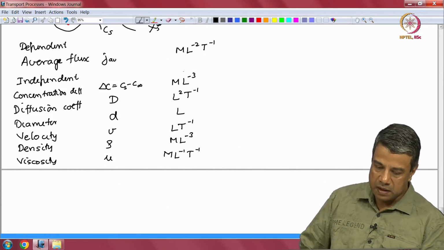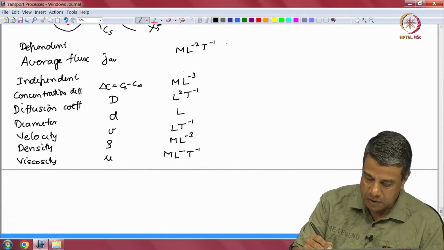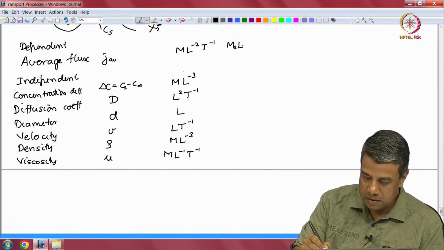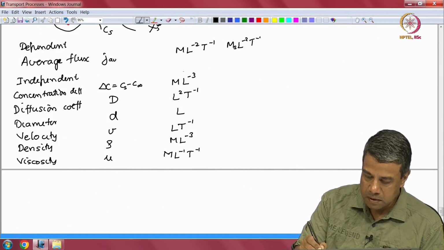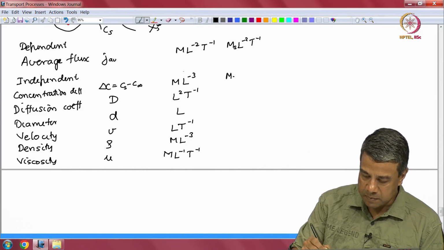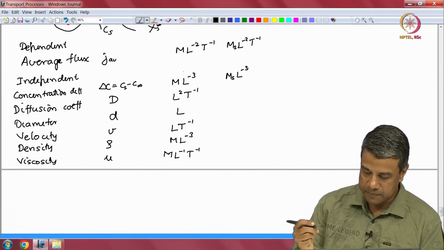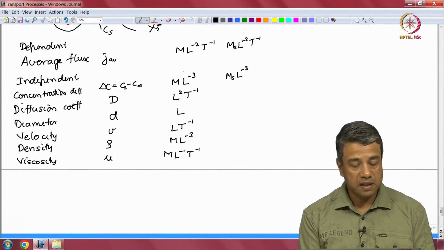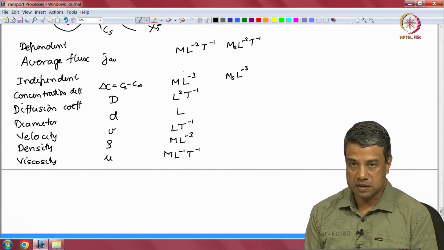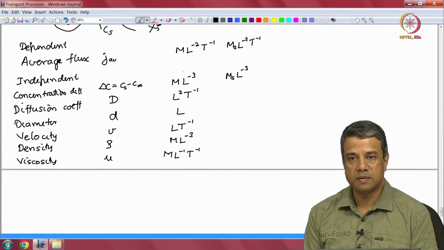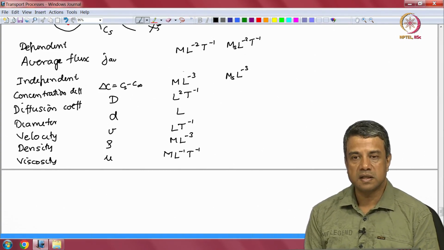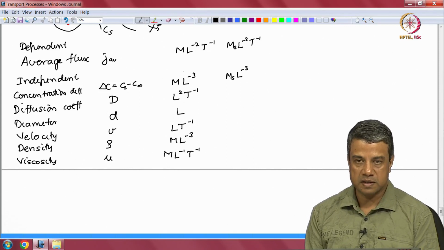In that case, my flux depends upon the solute mass and the concentration depends upon the solute mass. The density and the viscosity depend upon the total mass. So, there is a distinction between the solute mass and the total mass. In this case, there are 4 dimensions.